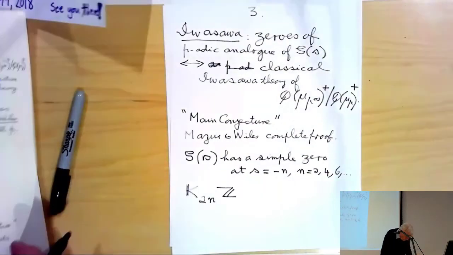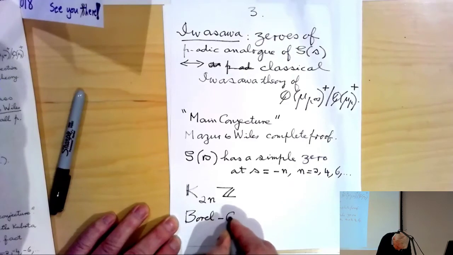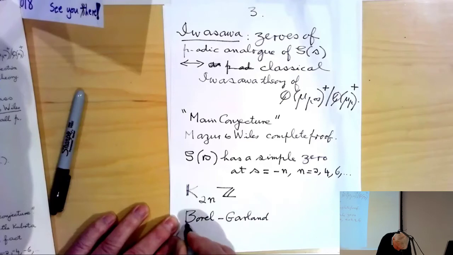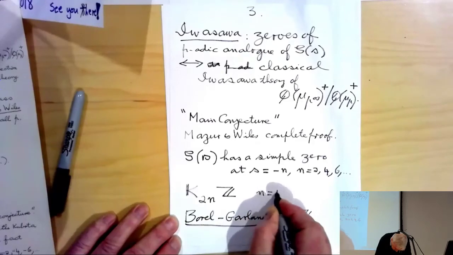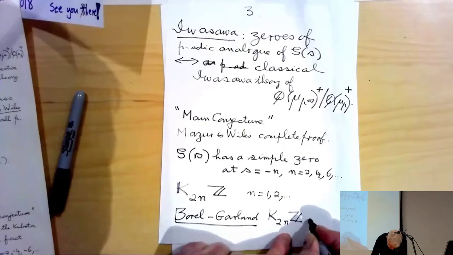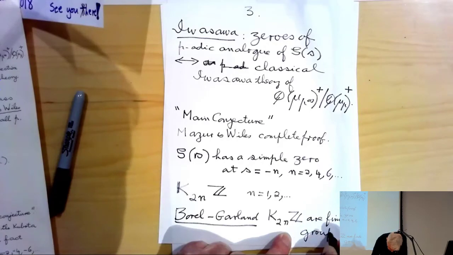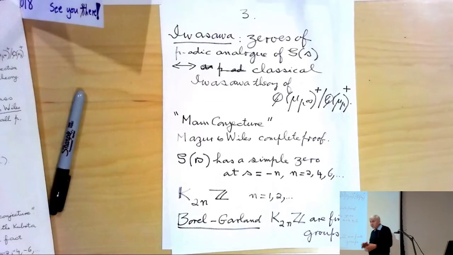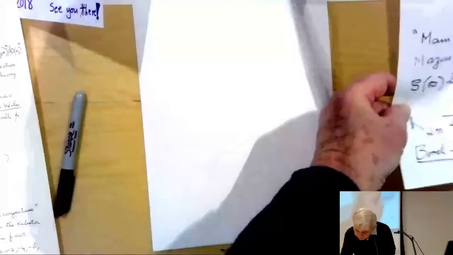In the early 1970s, let me keep to my notes here so I don't get too lost, Borel and Garland proved that the K_2n of Z, this is for n equals 1, 2, and so on, are finite groups. This is a highly non-trivial result, whose proof depends on differential arguments in differential analysis, differential topology, and so on. And what was really interesting, this is certainly how I became, I've got to work out what to do here.